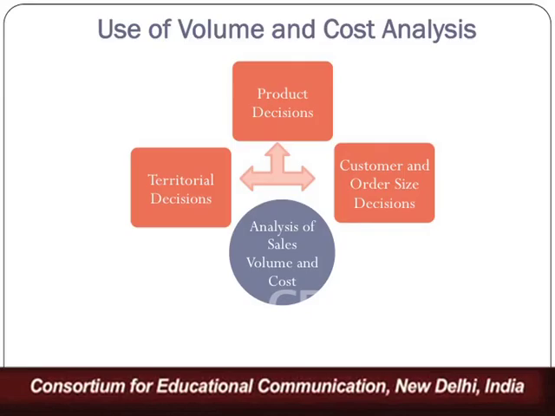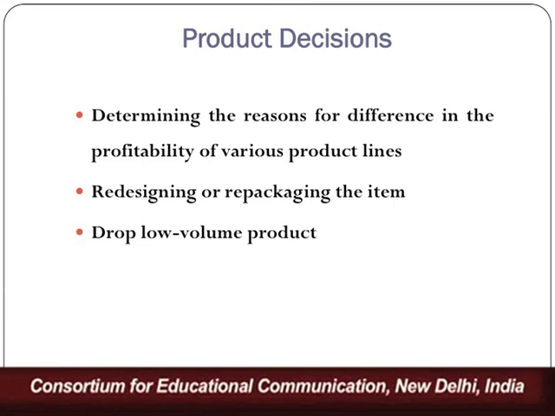The second decision, students, which is very helpful and can be undertaken by properly analyzing your sales volume analysis and your market cost analysis, is the decisions with respect to the products. Now, when a cost analysis by product shows significant difference in the profitability of each of the product lines, then the executive normally has to take into account the reasons for those differences.